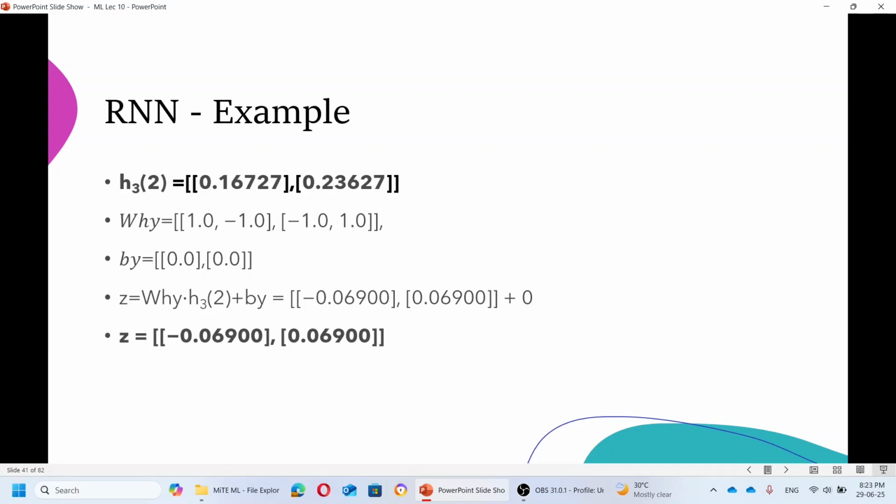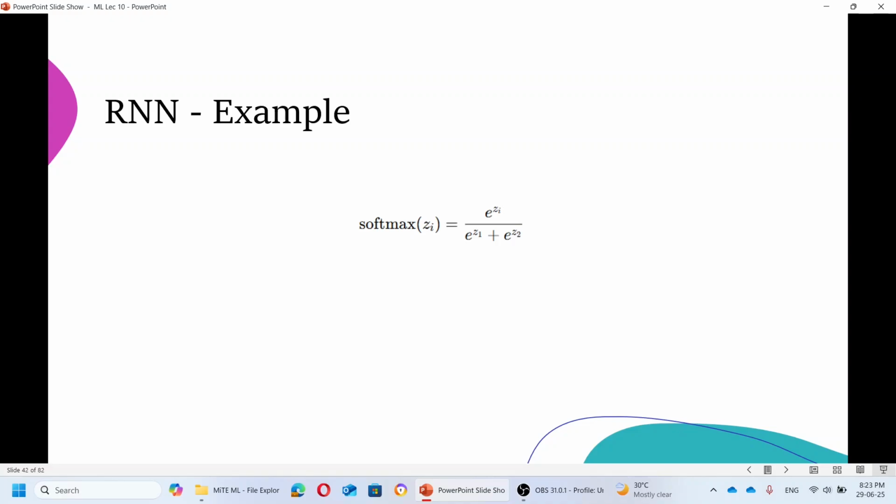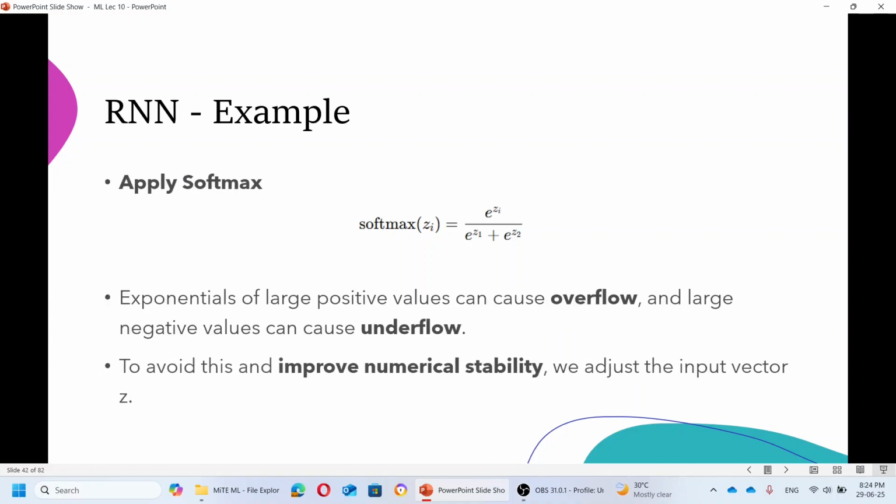Now the application on output is very simple. We simply apply the regression equation and we get z is equal to minus 0.6 and minus 0.69. Now we apply softmax over here. We do not apply sigmoid because here we are doing multiple classification. In case of multiple classification we use softmax instead of sigmoid. Sigmoid is for binary classification.